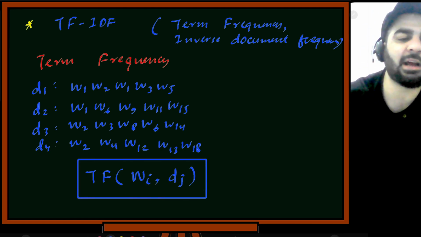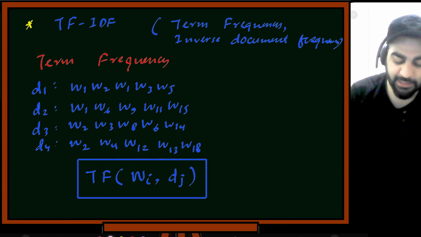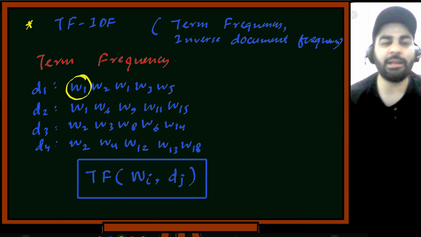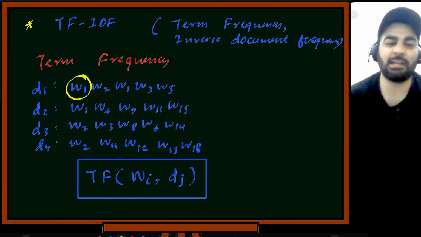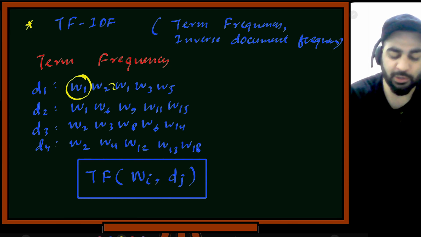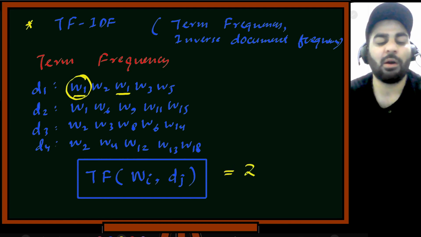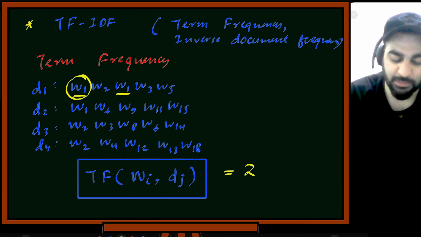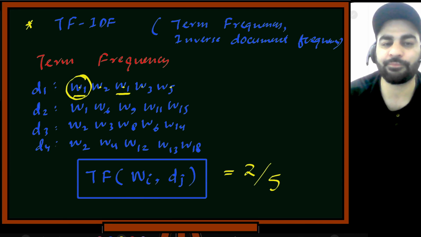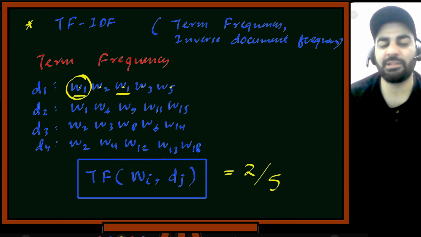Now I'll define it. Let's suppose I take word W1, and I count the number of occurrences it has in the document. How many times does W1 occur? It occurs 2 times, so the frequency is 2 in this document. And what's the number of total words? Total words is 1, 2, 3, 4, and 5, so 5. So it is 2 by 5. This is how I convert this.